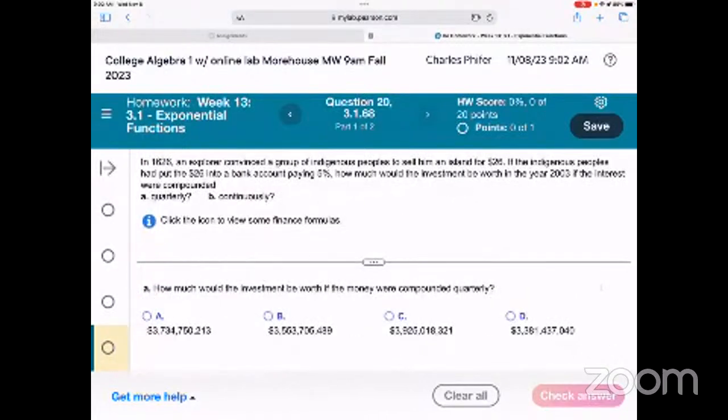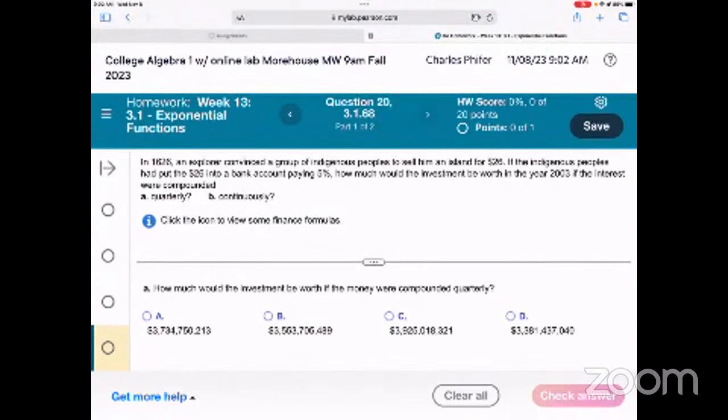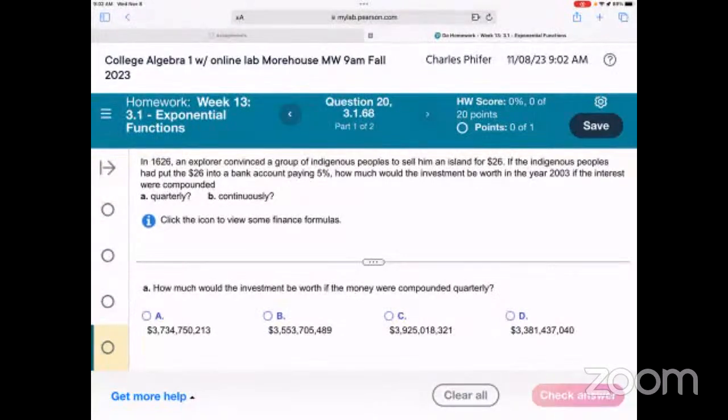In 1627, an explorer convinced a group of indigenous people to sell him an island for $26. If the indigenous peoples had put the $26 in a bank account paying 5%, how much would the investment be worth in the year 2003 if the interest were compounded quarterly and continuously? Okay, let's write it out. And let's get a copy of all of this.